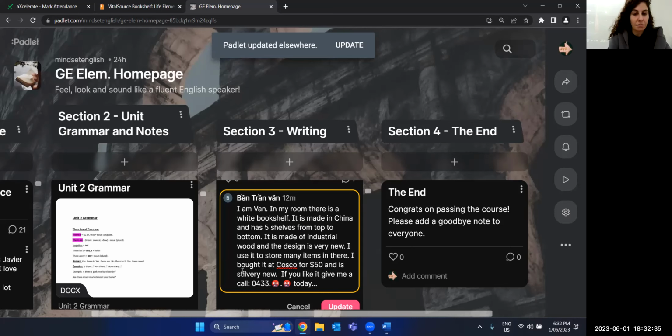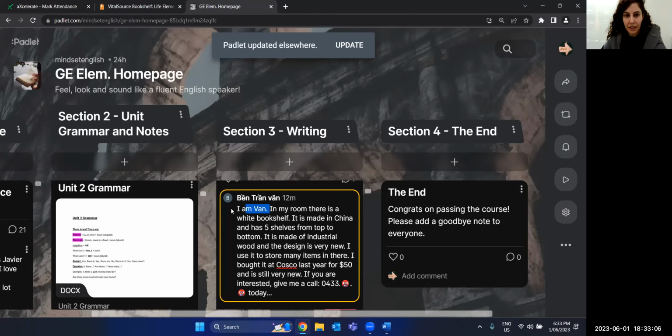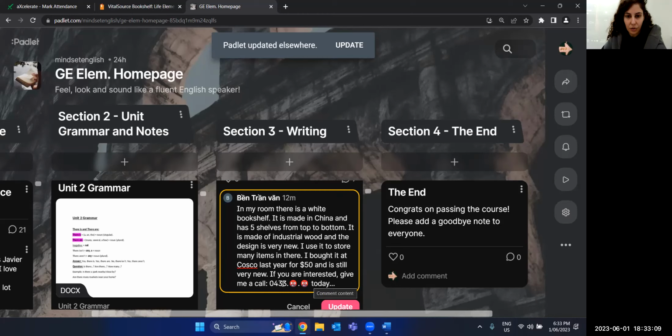When did you buy it though? At Costco last year? Yeah, maybe last year. For $50 and is still very new. If you're interested, comma, give me a call, 0433, whatever, today. Good. So it has a lot of information. I know who to contact. Instead of I am Van, let me put your name here. So call Van today.